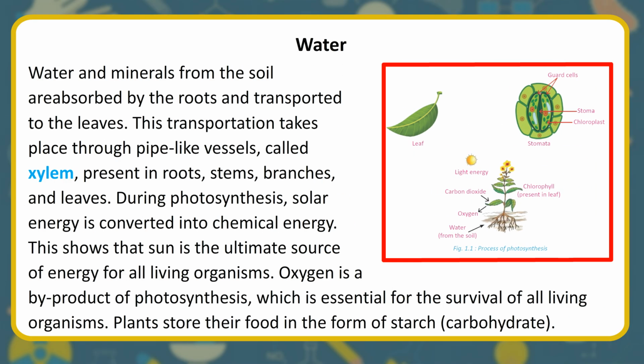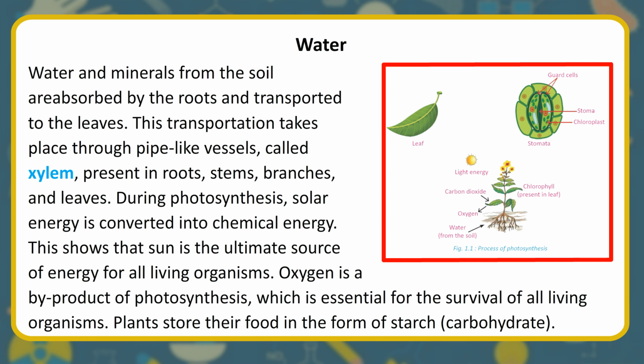Water. Water and minerals from the soil are absorbed by the roots and transported to the leaves. This transportation takes place through pipe-like vessels, called xylem, present in roots, stems, branches, and leaves. During photosynthesis, solar energy is converted into chemical energy. This shows that the sun is the ultimate source of energy for all living organisms. Oxygen is a byproduct of photosynthesis, which is essential for the survival of all living organisms. Plants store their food in the form of starch, a carbohydrate.